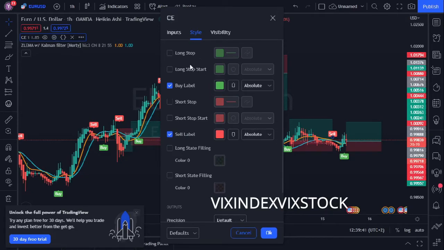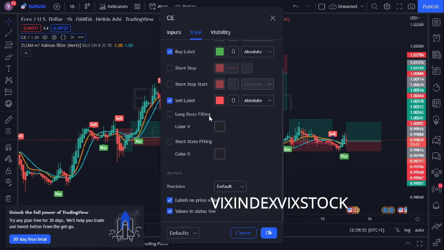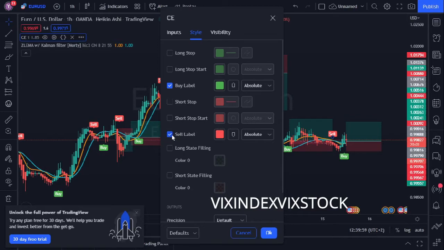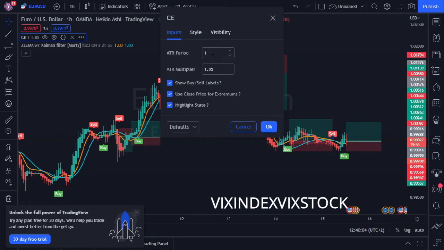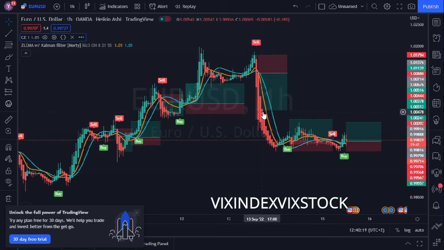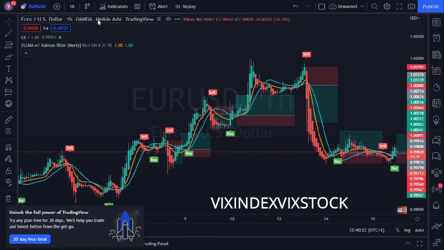I've removed long stop start. I have only left the buy label. I removed this short stop, short stop start I removed, and only left with the sell label. And I removed the filling. I removed all the filling, and so on that indicator I'm just left with the sell and buy arrows. On settings, I've got my ATR on 1. Feel free to change it to whatever you want, and I've got my ATR multiplier on 1.85.